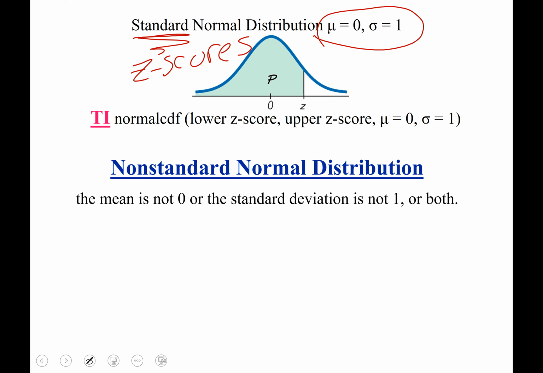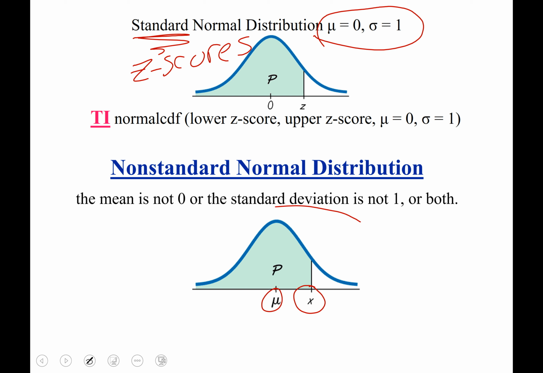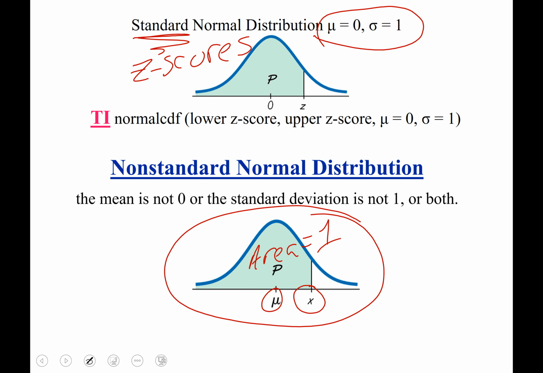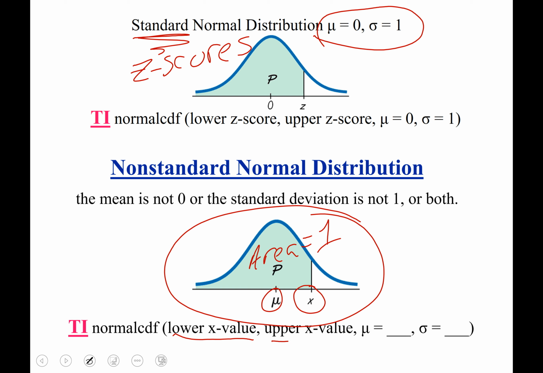Sigma will not necessarily be 1, mu will not necessarily be 0, and we're not going to be talking about z for z-scores. We're going to be talking about the random variable x in whichever value we are given it. Mu will still go in the middle, that'll be nice. The probability under the entire curve will still be the area of 1. So when we run normal CDF this time, we'll give the lower x value, the upper x value, whatever mu happens to be, and whatever sigma happens to be.